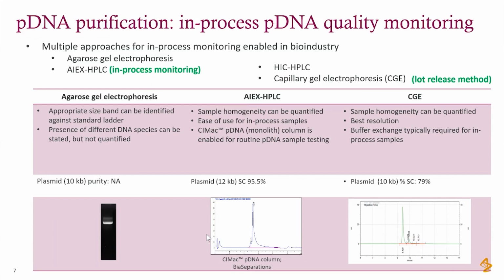There are some projects where we still run them, but mainly what we do is the anion exchange HPLC tool, where we have enabled CIMac pDNA monolith columns. This is our routine testing that we do on our samples. And then another tool is capillary gel electrophoresis, CGE. Typically, this test is done by our analytical team, and this assay is our lot release method.